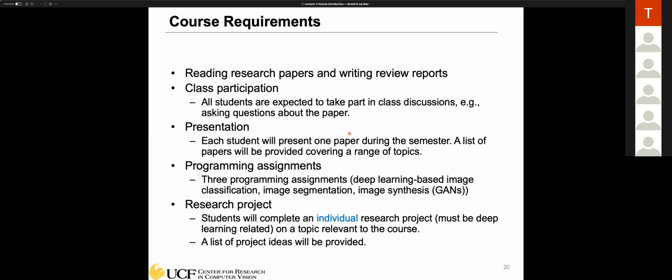Okay, and the presentation, in the later semester, each student will present one paper. So again, it's a research paper. Basically you will play 2 roles. One is assuming you are the author of the paper and you are giving a talk at a conference, right? You want to introduce your method, the paper ideas to the audience. So how are you going to present your research work.